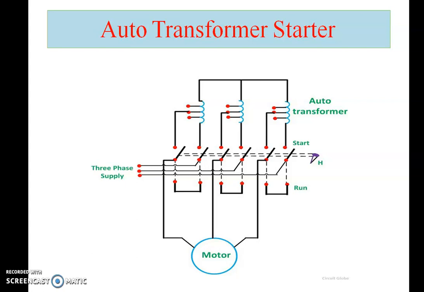Now once the motor is rotating and reaches a safer value, that is, when the motor has reached about its rated value, this changeover switch, previously connected here, is now connected to the run position. म्हणजे काय होईल, हे जे वरती कनेक्ट झालं आता हे इथं खाली कनेक्ट होतील ऑटोमॅटिकली.